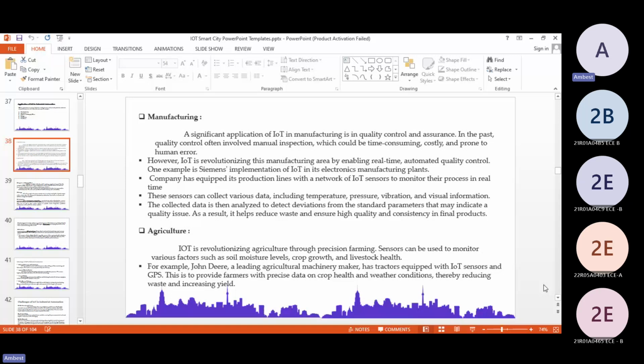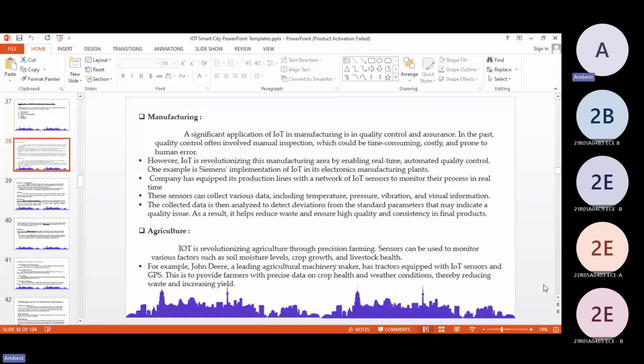So what it really means is that agriculture has been going through precision farming. The work of IoT in agriculture is that whatever sensors we have in IoT, if it comes into agriculture, we have some design for various applications. Coming to manufacturing, we design some kind of application. Here in agriculture, they have designed these sensors to be used in monitoring processes with factors of soil moisture levels, crop growth, and livestock health.